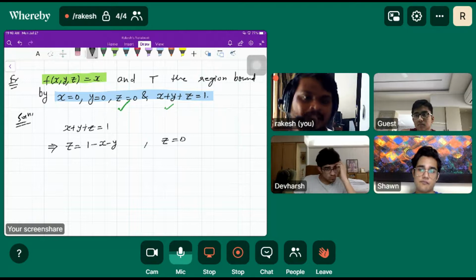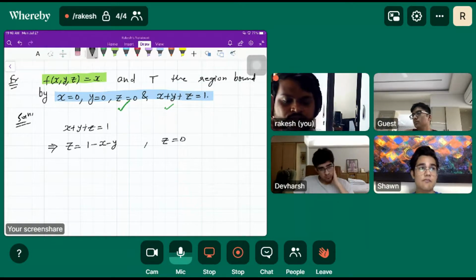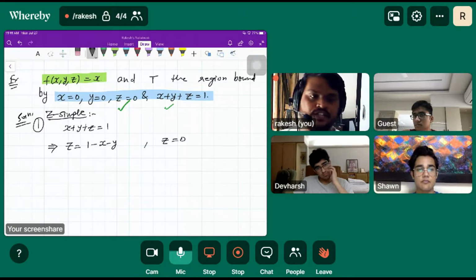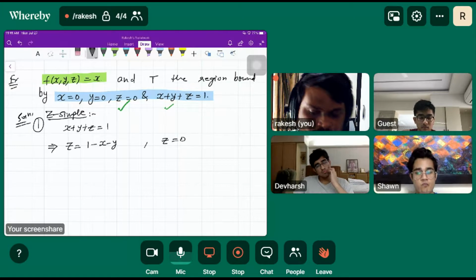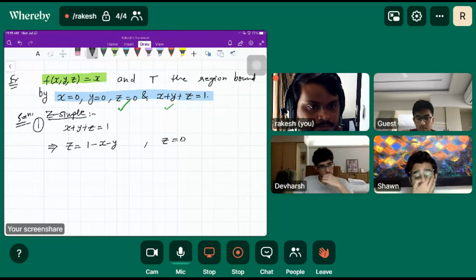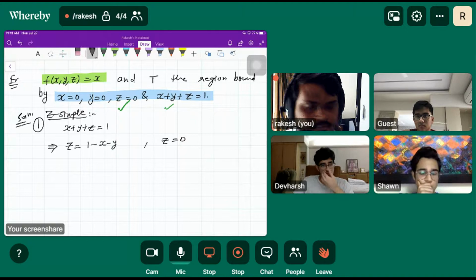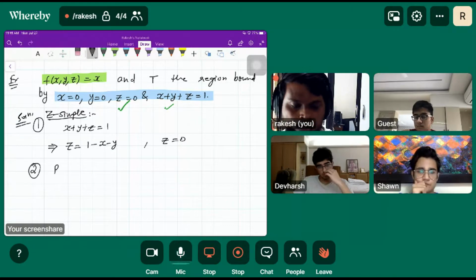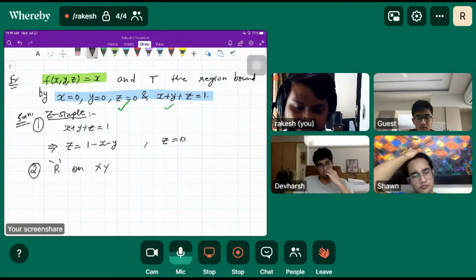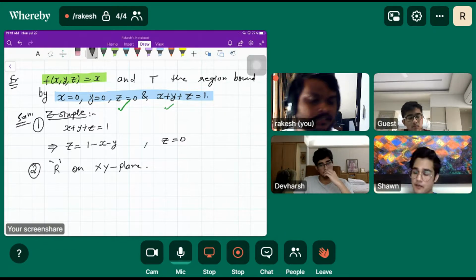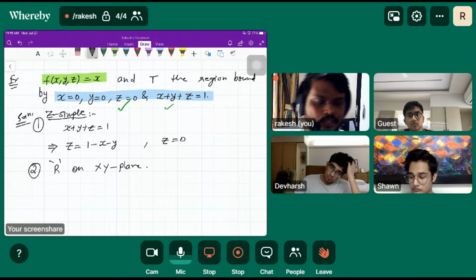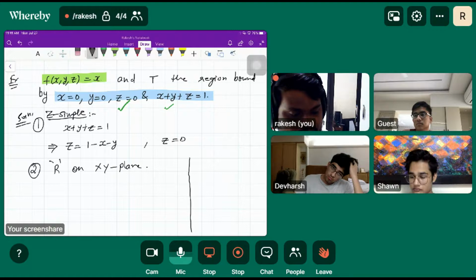See, we need to do two things. First, for Z simple, we have to find two functions, which is Z is equal to f of x comma y, right? The second thing is we have to draw the region R on the xy plane. That is Z simple. So we'll draw that region on the xy plane.